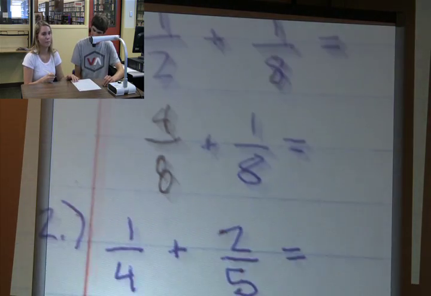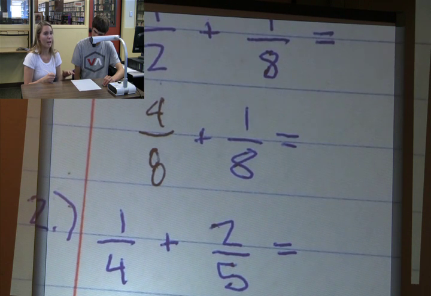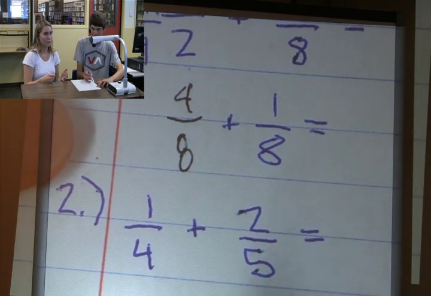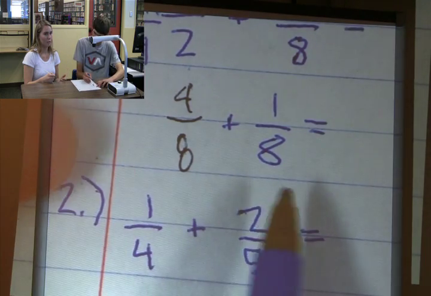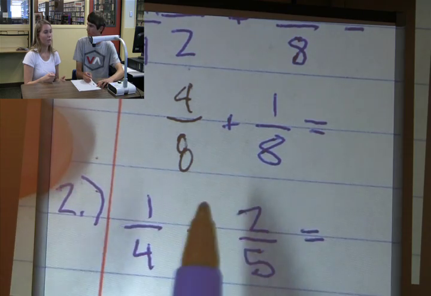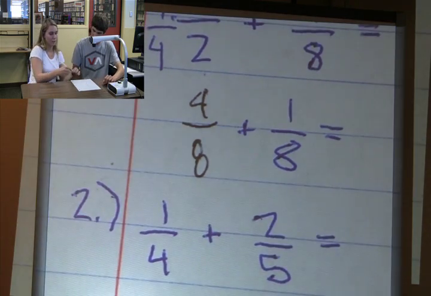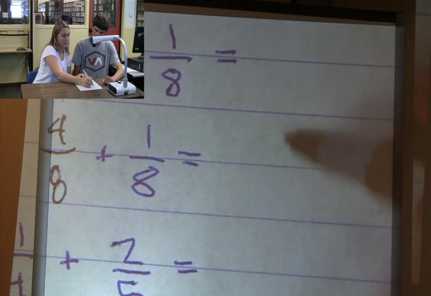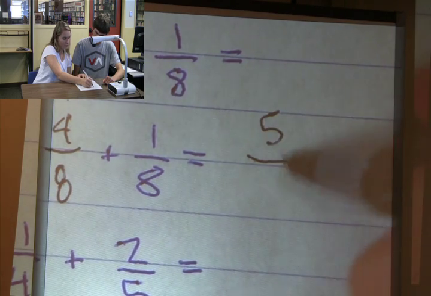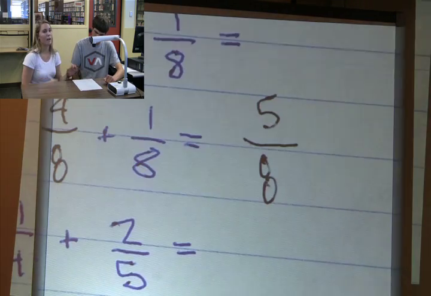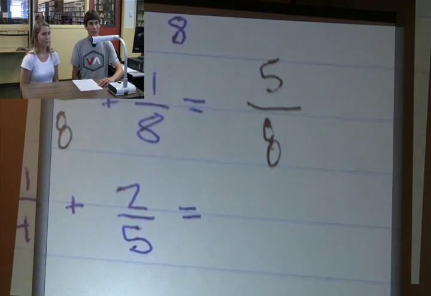And what would you do next? So now you can add the 4 plus 1 and add the 8 plus 8. So almost, that's right about the top. You do add 4 plus 1, the denominator stays the same. It's still over 8. So then you would add 4 plus 1 and you would get 5 over 8. Yep, perfect. Okay. So now let's try this second problem.